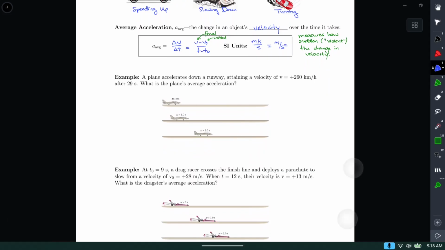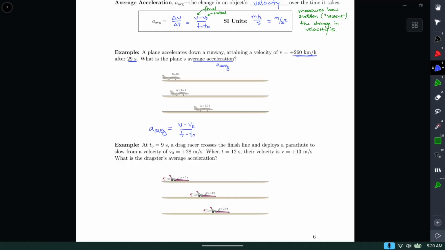So we've got a plane. It eventually reaches 260 kilometers per hour after 29 seconds. So slightly different units, but we'll stick with them for this. What is the average acceleration? Let's figure out what numbers need to go in here.